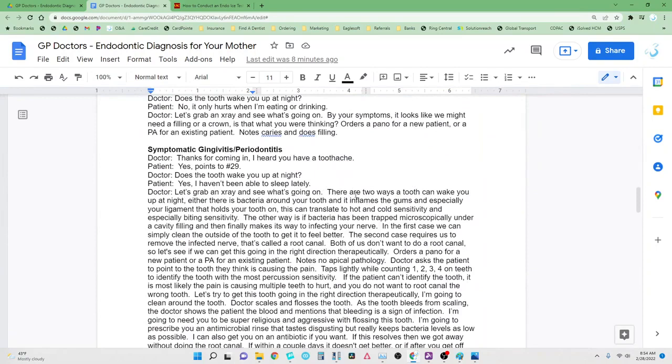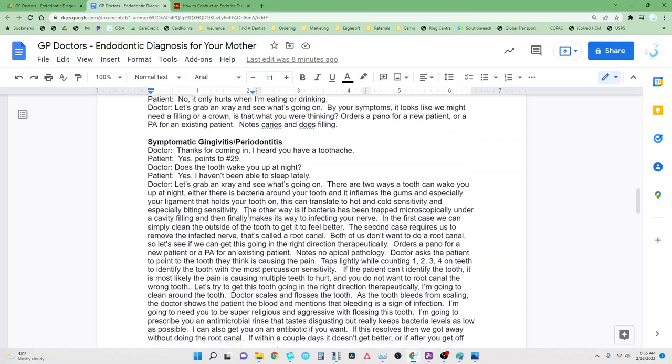There are two ways that a tooth can wake you up at night. Either there's bacteria around your tooth and it inflames the gum and especially the ligament that holds your tooth on, and then this can translate into hot and cold sensitivity and especially biting sensitivity. The other way is if bacteria has been trapped microscopically under a cavity filling or a crown and then finally makes its way to infecting your nerve.